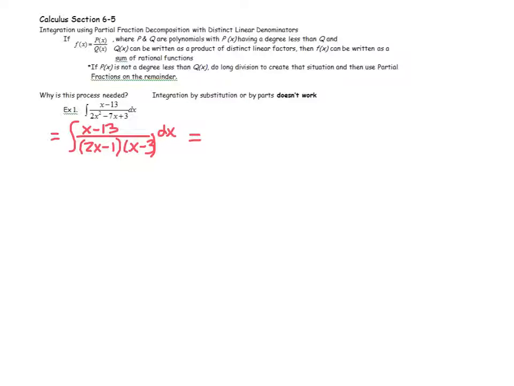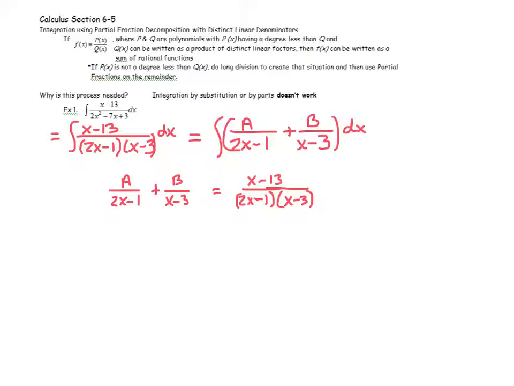And so next, we look at how we can show that this fraction is the result of adding two fractions together. If we were to add these two fractions together, we'd have to get a common denominator, which would be 2x minus 1 times x minus 3, which we see here. So we're going to say we have something over 2x minus 1 plus something else over x minus 3 is going to add up to be this. In order for that to be true, that means that A over 2x minus 1 plus B over x minus 3 has to add up to x minus 13 over 2x minus 1 times x minus 3.